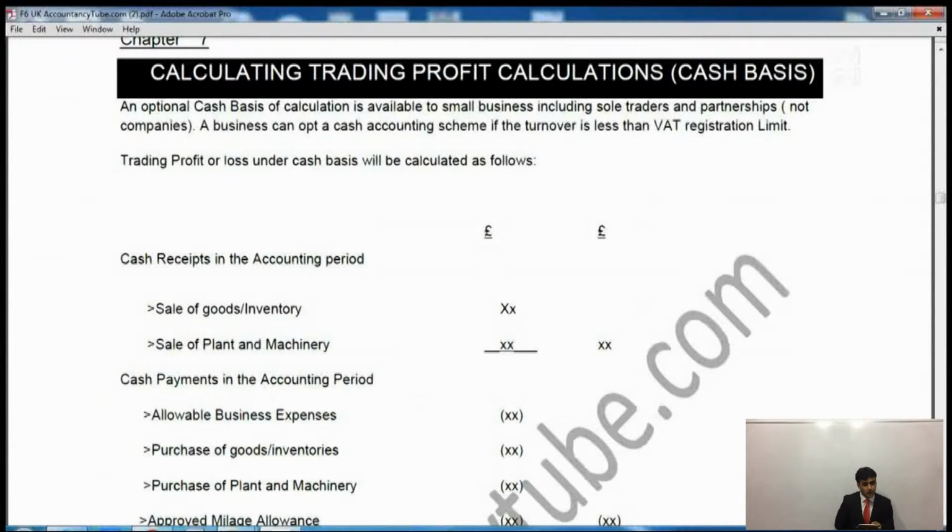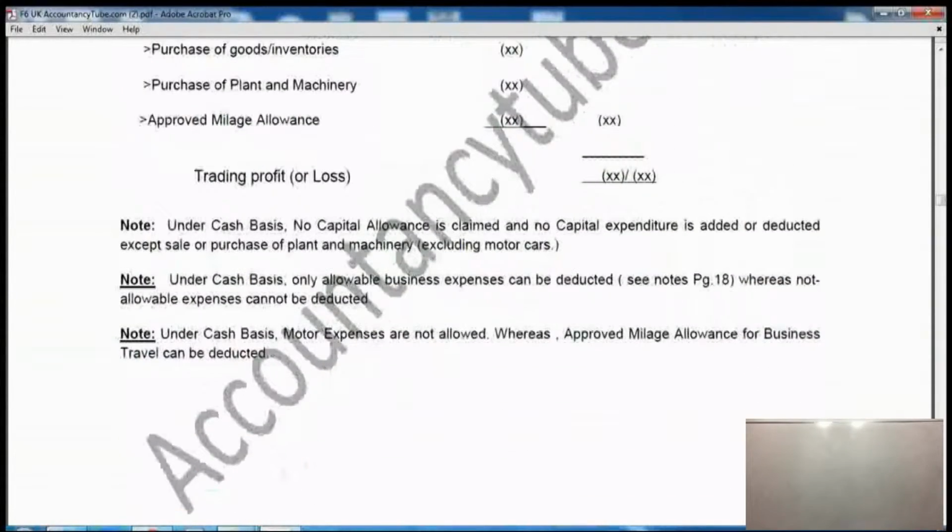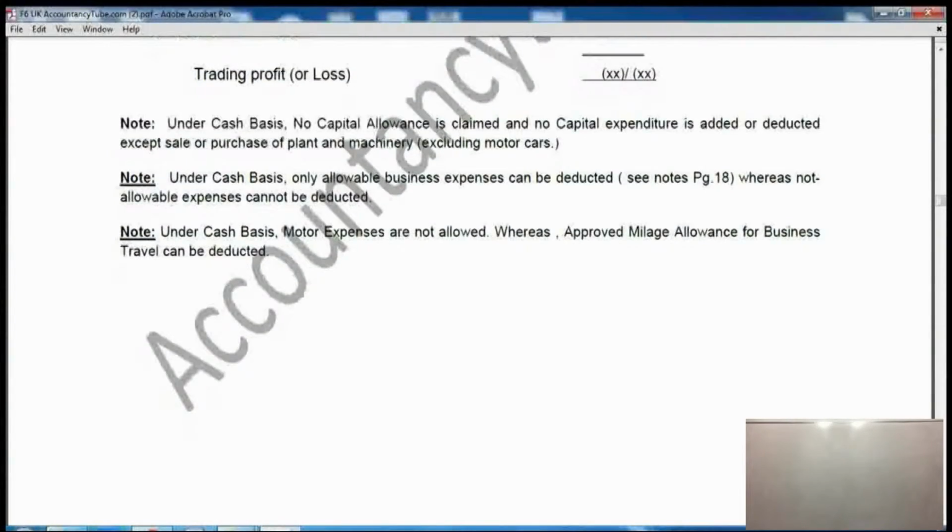Now approved mileage allowance, you know that. What is approved mileage allowance? Up to 10,000 miles it is 45 pence, I think, and above 10,000 miles it is 25 pence. So you have the option to deduct that as well. Alright? So that is approved mileage allowance. After that you will see the trading profit or loss. Alright? And then in the end there are three notes.